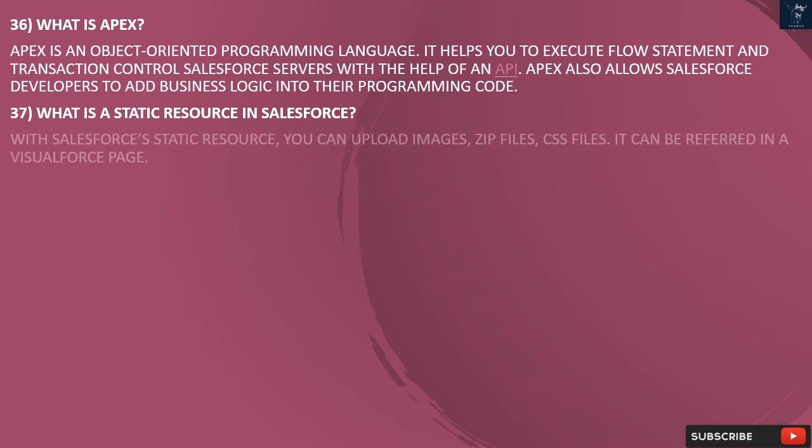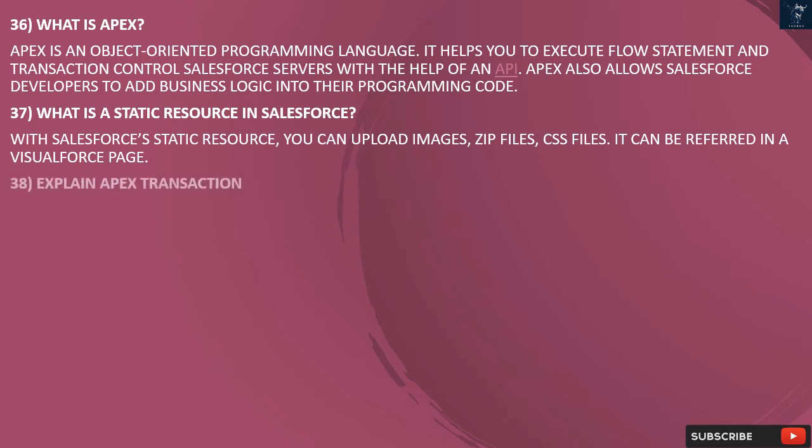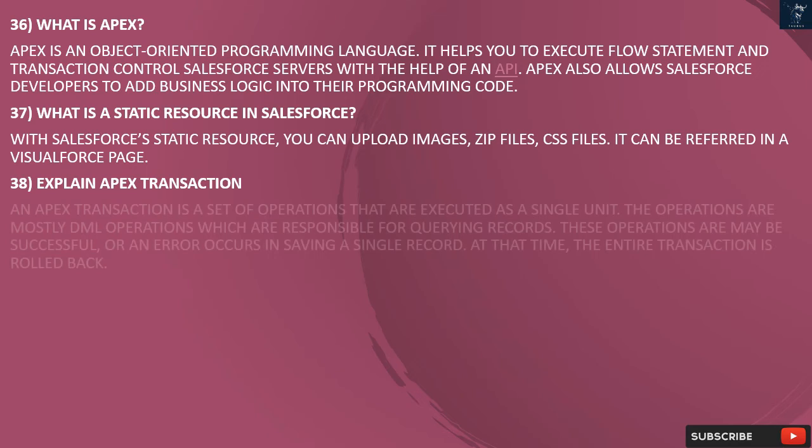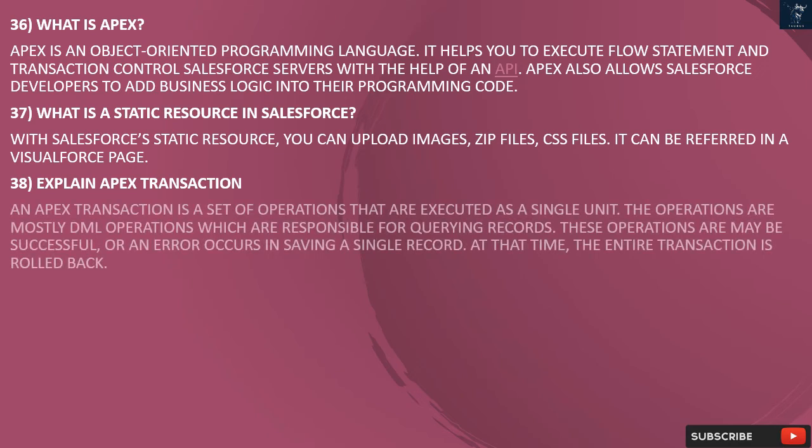38. Explain Apex transaction. An Apex transaction is a set of operations that are executed as a single unit. The operations are mostly DML operations, which are responsible for querying records. These operations may be successful, or an error occurs in saving a single record. At that time, the entire transaction is rolled back.